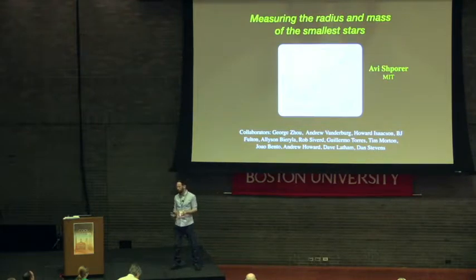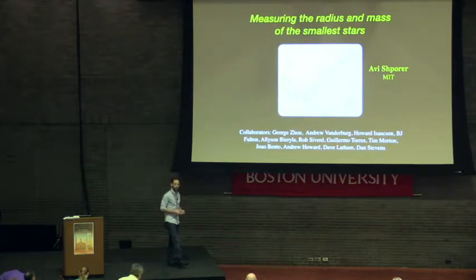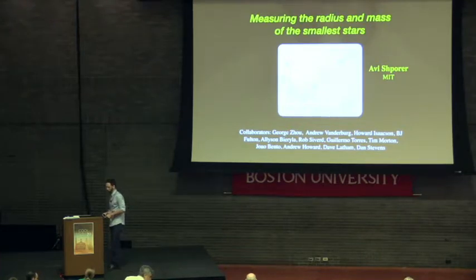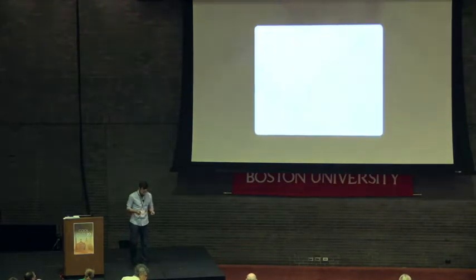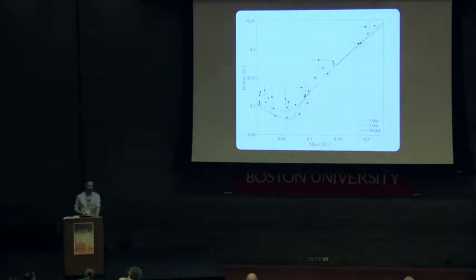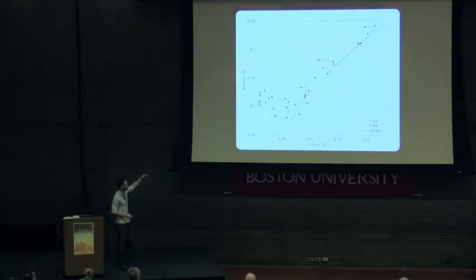I'll give you a brief report about a project we started last year, and it's very much ongoing. We had the first publication last year, and we are now working on the second one. It's about looking for objects as close as possible to the bottom of the main sequence. So basically smaller than roughly 20 to 25% of the solar radius and mass, and all the way down to the brown dwarf, and the smaller the better.